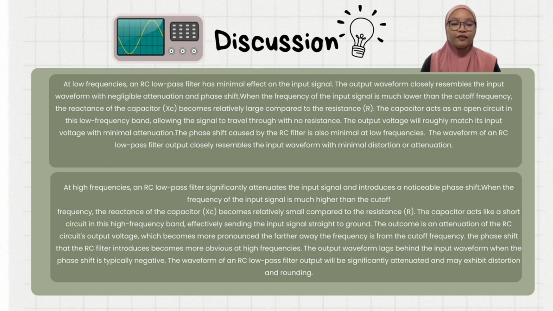The phase shift that the RC filter introduces becomes more obvious at high frequency. The output waveform lags behind the input waveform, so the phase shift is typically negative. The waveform of an RC low-pass filter output will be significantly attenuated and may exhibit distortion and rounding.